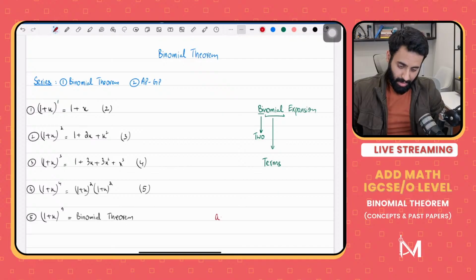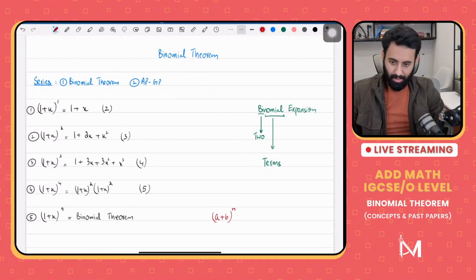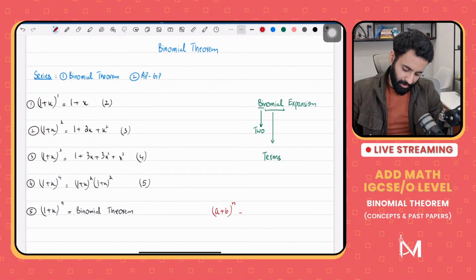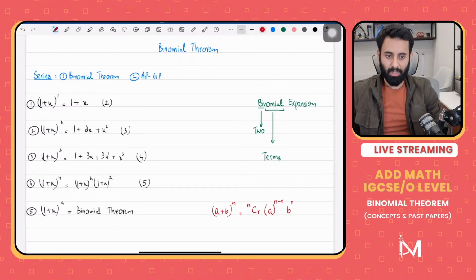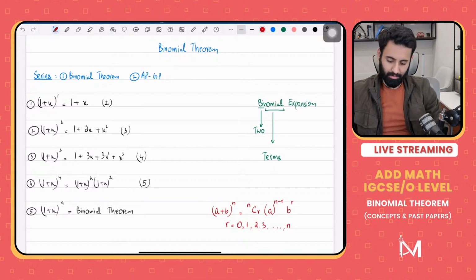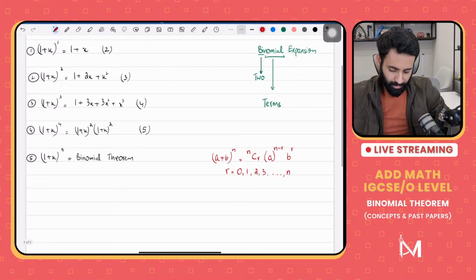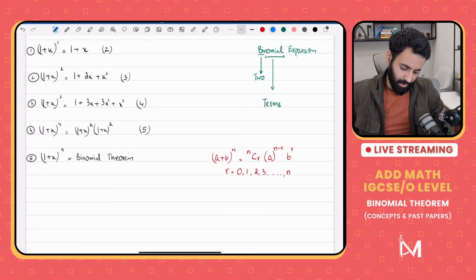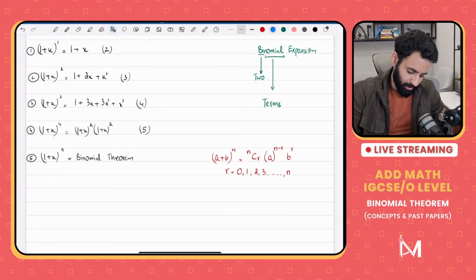So if let's say you have a plus b the whole thing to the power of n, and this is what you're supposed to expand. The formula looks like this: nCr, a raised to the power n minus r, and b raised to the power of r. r is something that starts with 0, and then 1, and then 2, and then 3, and then all the way to n, depending on what the power is. Now, let's do a few examples to understand how the formula works.